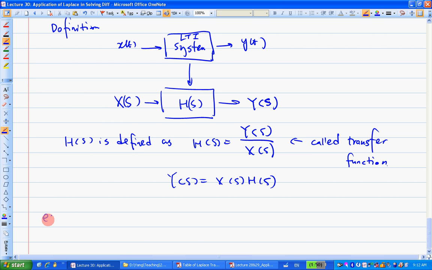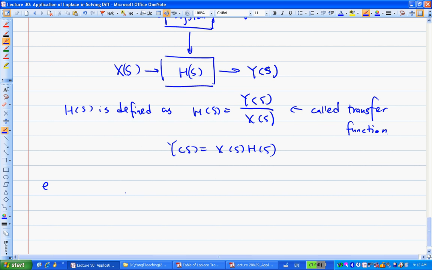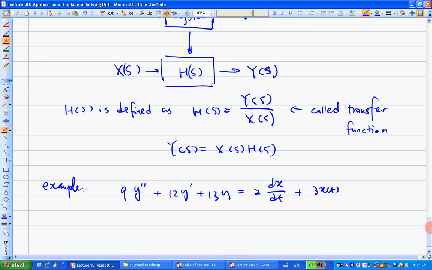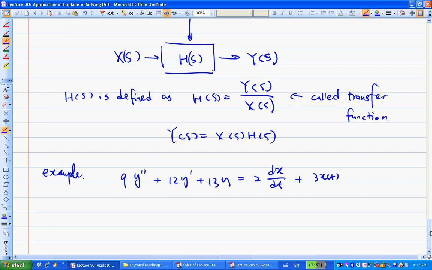So let's say I have a system in here. A differential equation. We always use a differential equation to represent a system. So here's my differential equation: 9y double prime plus 12y prime plus 13y equal to 2 dx over dt plus 3x of t. I changed the notation just slightly.